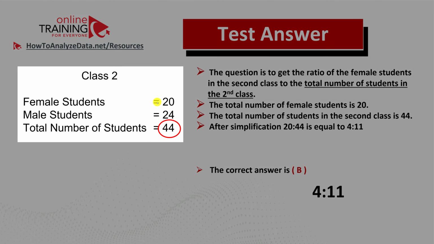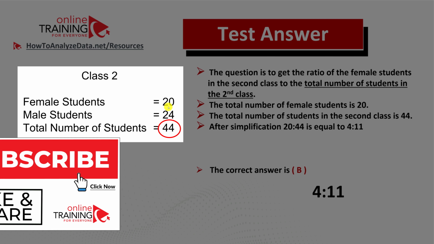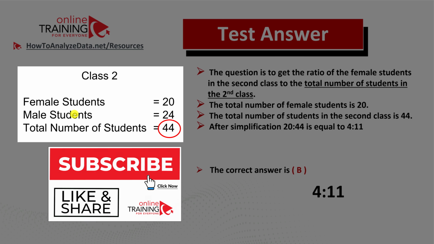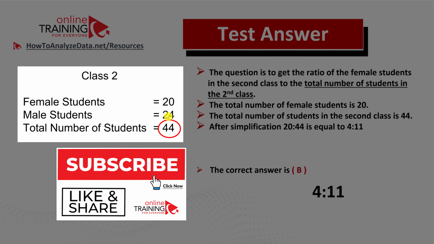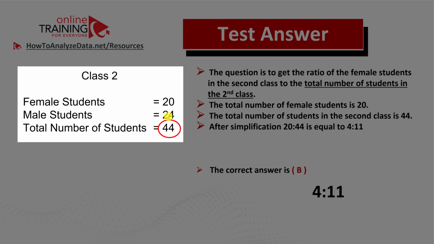So the total number of female students in the second class is 20. And the total number of male students is 24, which is irrelevant already. Plus you have data for the first and the third class, which is also irrelevant and not used in this question. And the total number of students in the second class, which is another important piece of information, is 44.